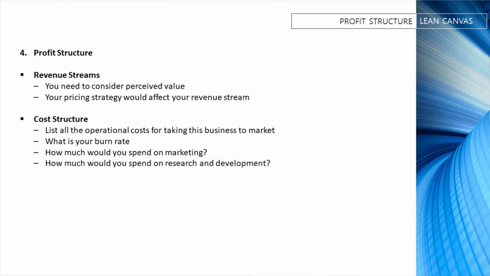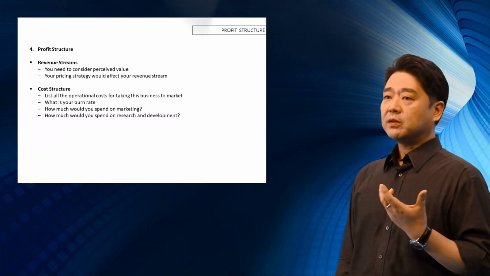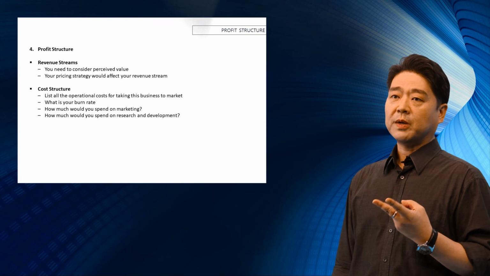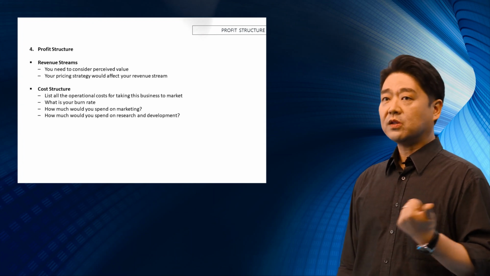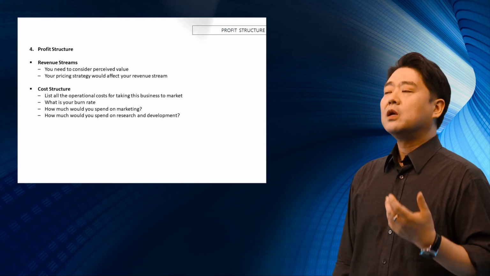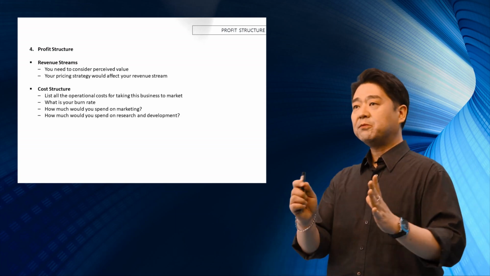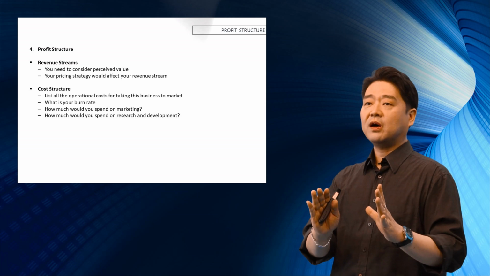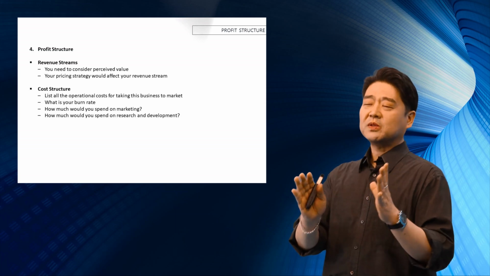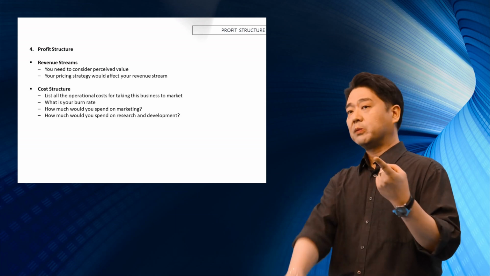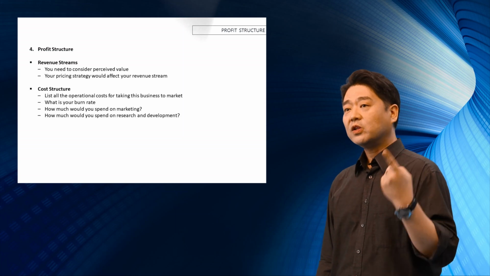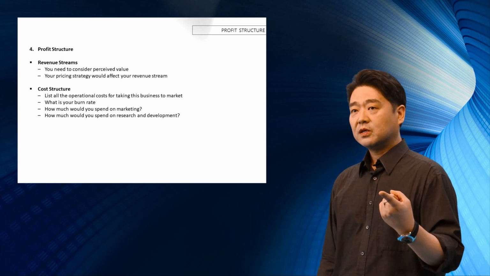Now, we move on to a profit structure. When you're talking about profit, there are two things that you need to think about. One is the cost structure, and the other is revenue streams. Startups usually have one of the two problems, and if you don't have any of those, then you're really fine. If you have both of them, then you have a really big problem. Okay, one problem is they usually underestimate the cost.